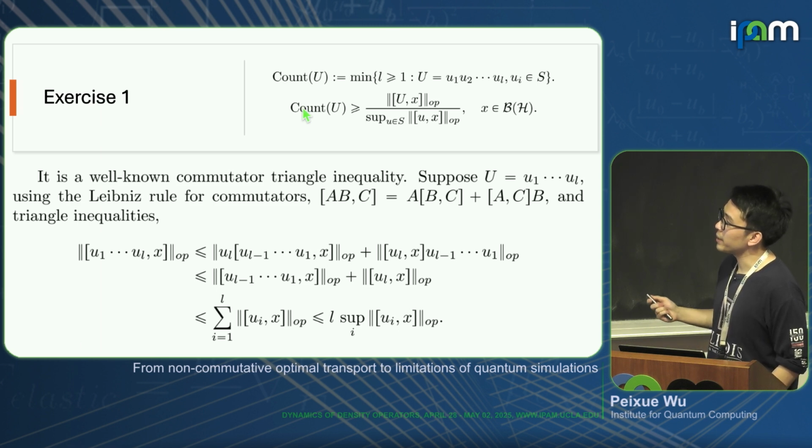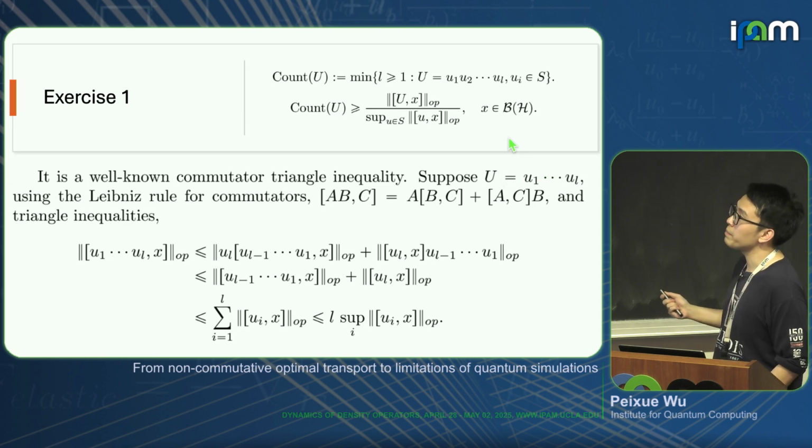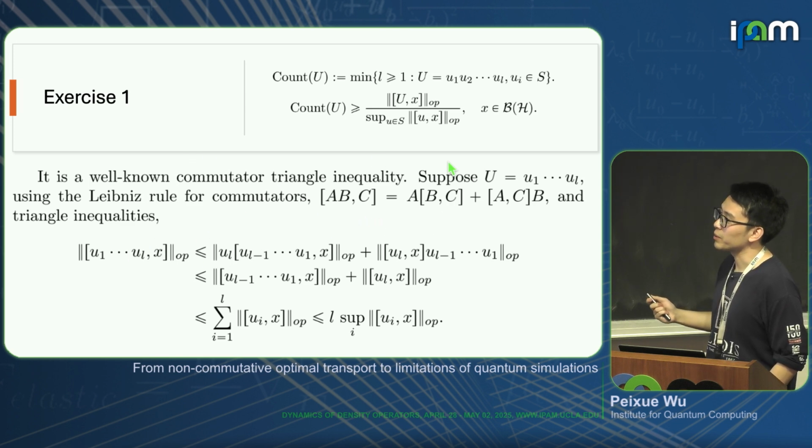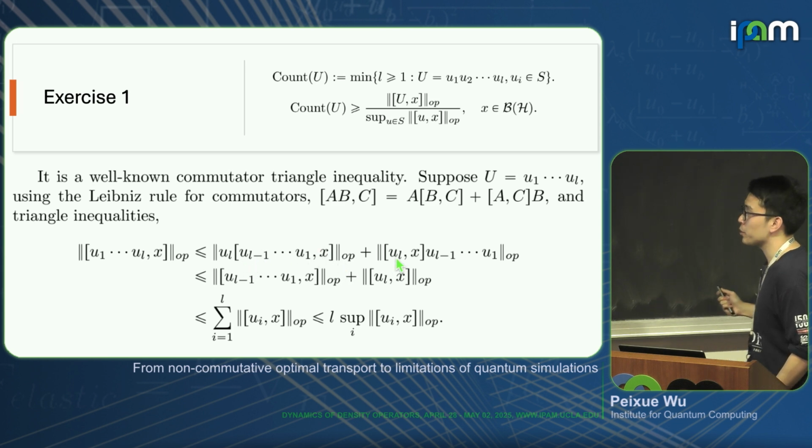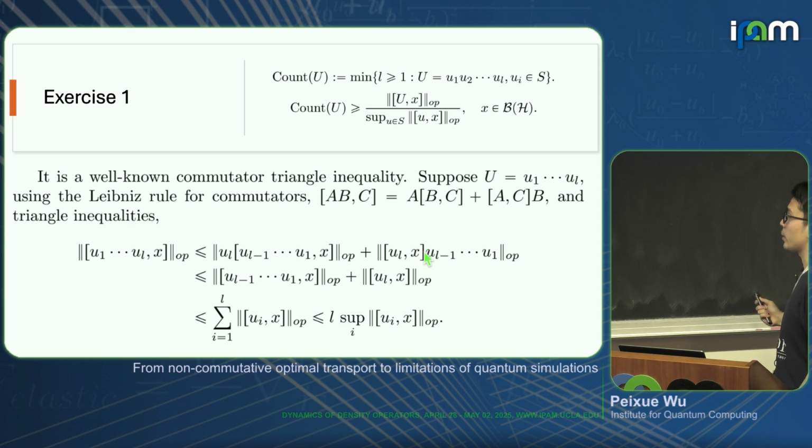Suppose U is given by the minimizer, right? You choose the minimizing sequence U1 to UL that gives you U, and you use the so-called Leibniz rules for commutators. Because everything here is unitary, it doesn't change your operator norm. So you apply the Leibniz rule and get a one-step triangle inequality, and you can throw away this unitary here. Every unitary can be gotten rid of, and you get this triangle inequality.